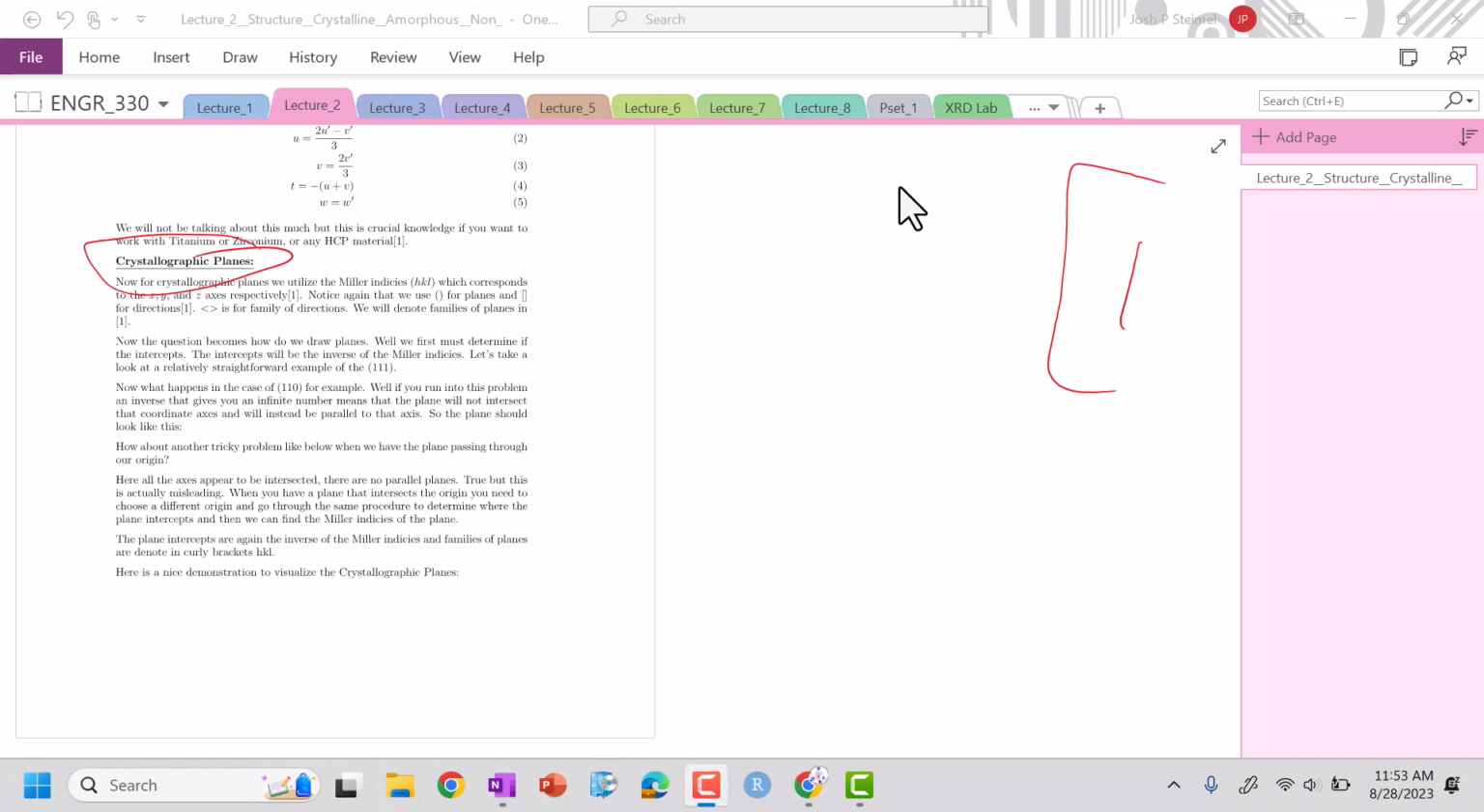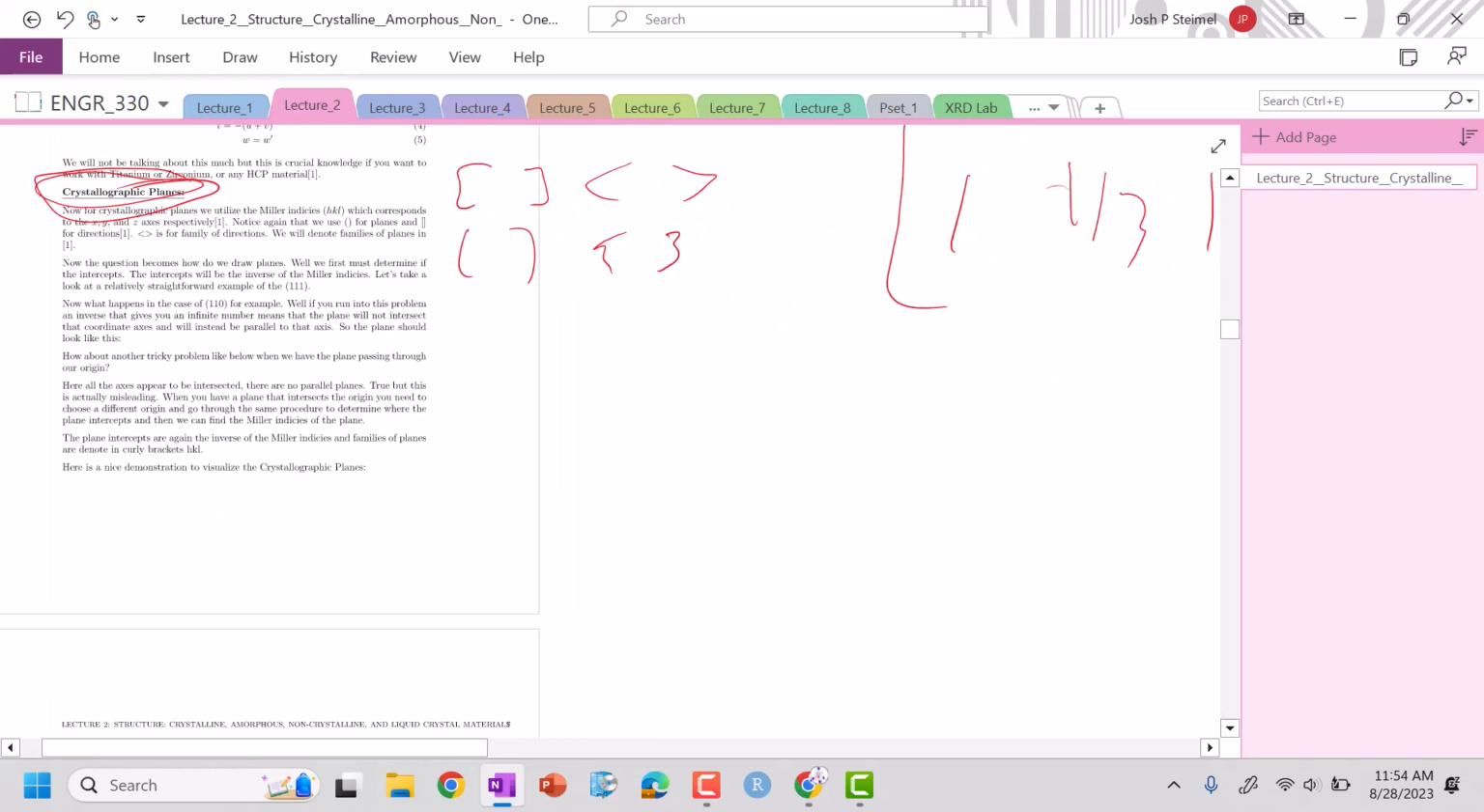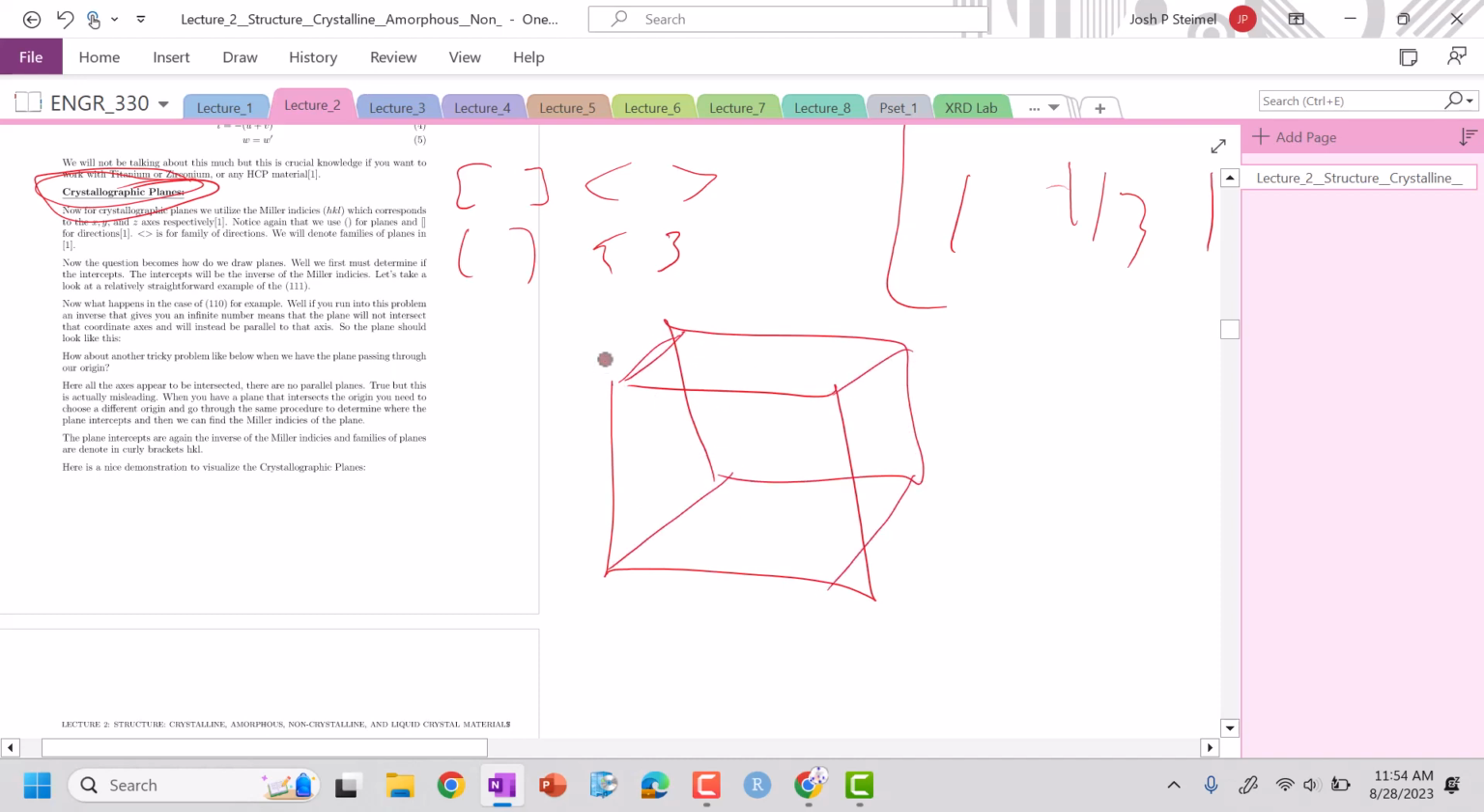So we've developed our methodology and our framework for tackling crystallographic directions, but now we need to get into planes. Whereas we use these square brackets to indicate directions and these angle brackets to denote families of directions, we're going to use parentheses to denote planes and these curly brackets to denote families of planes. But let's go ahead and get started. Let's look at how we can identify first and then how we can draw planes.